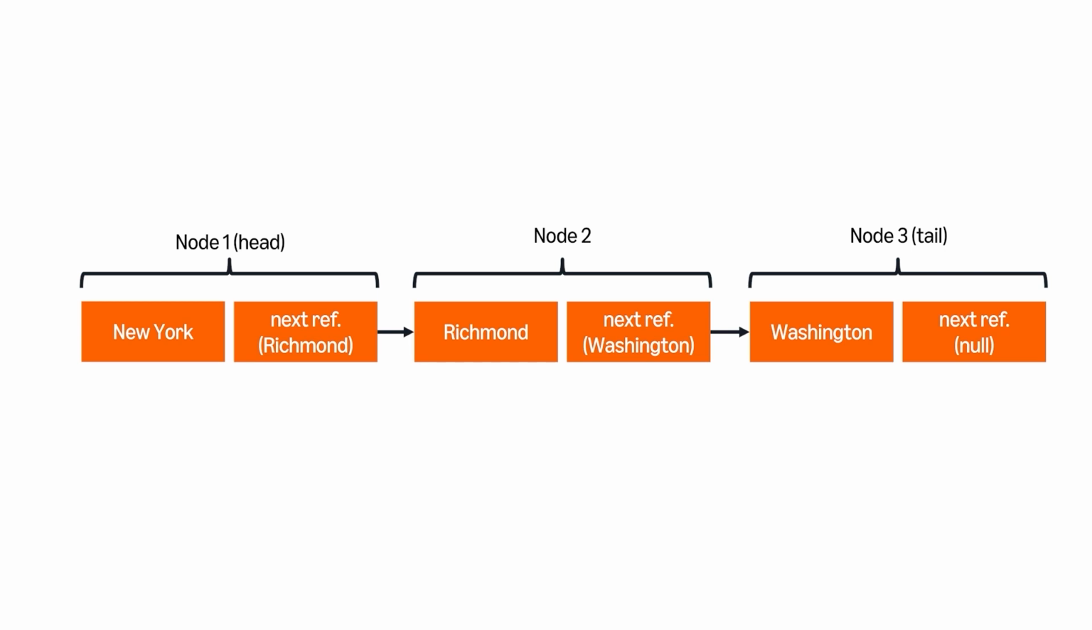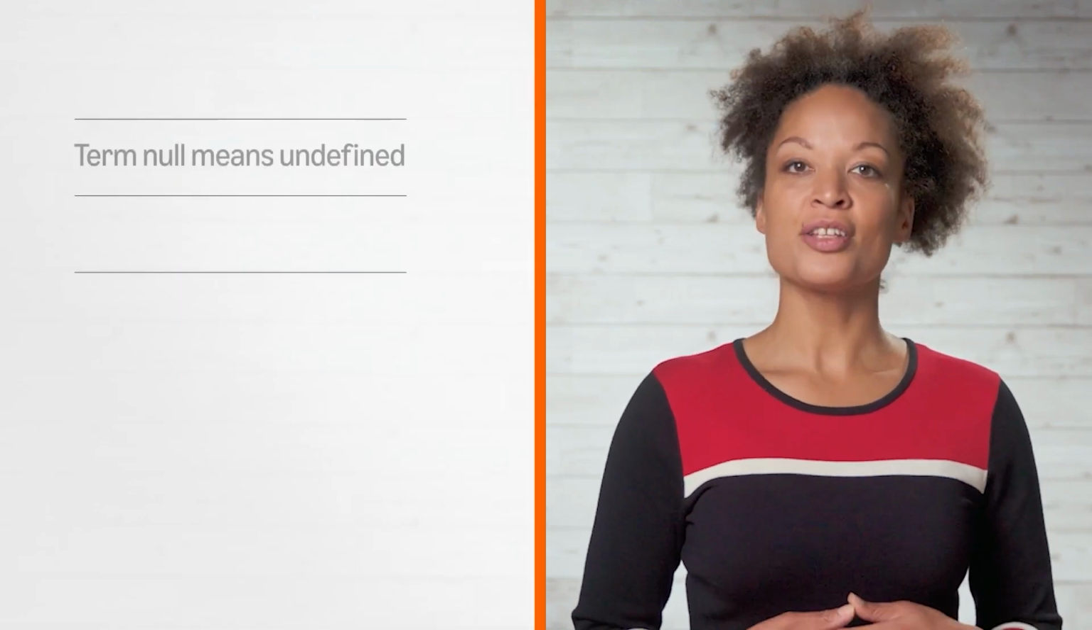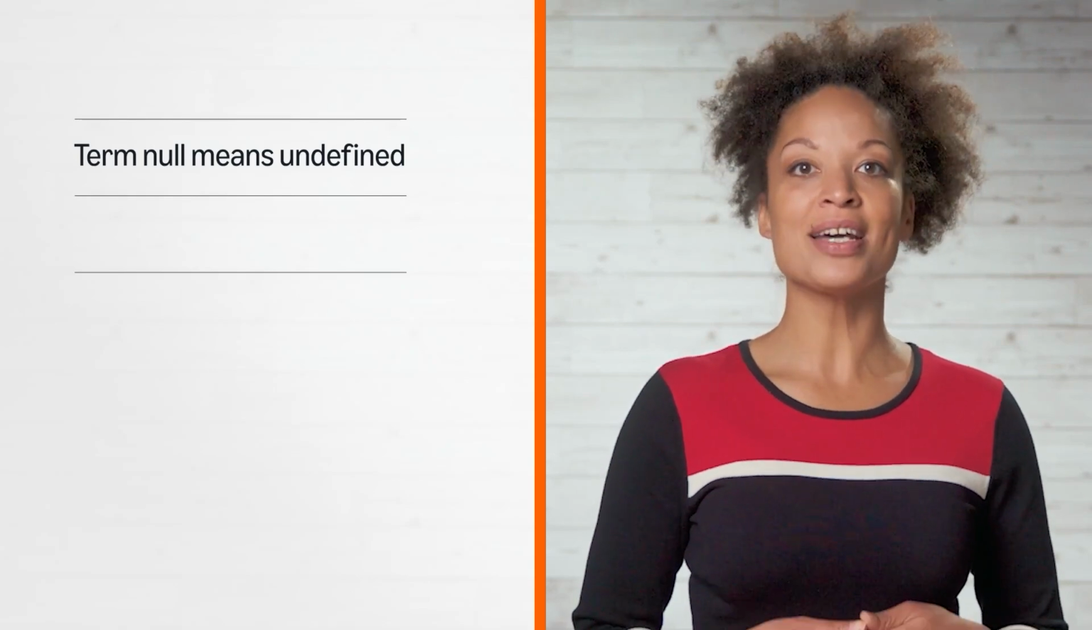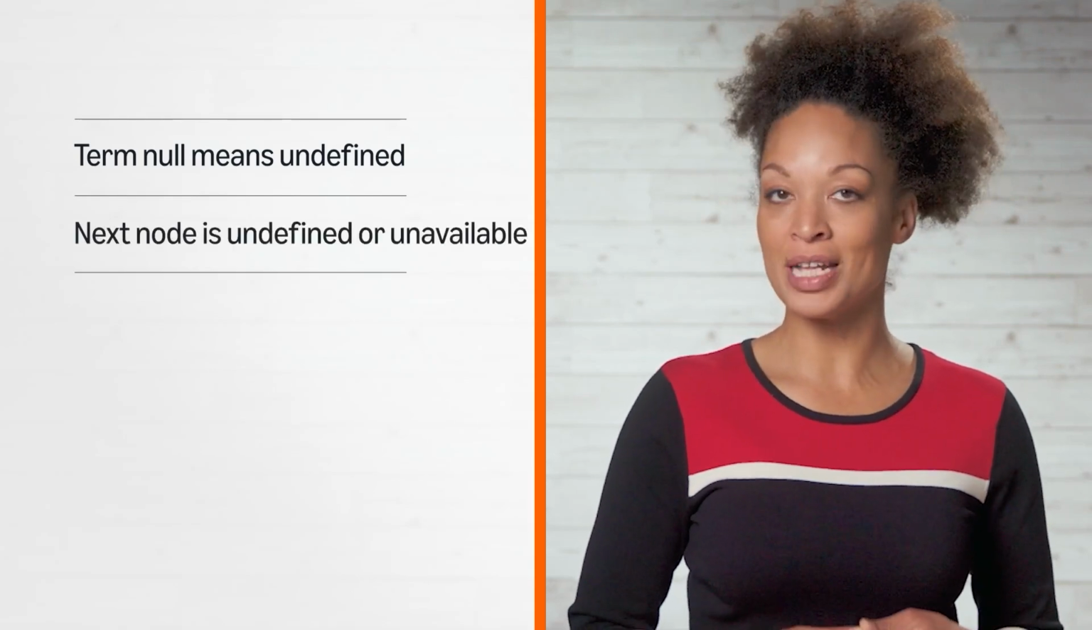Each reference, pointer, or link connects one node to the next, except the last node, which points to null as a reference. This indicates that there are no more items in the linked list. The term null means undefined, and in the case of linked lists signifies the next node is undefined or unavailable.